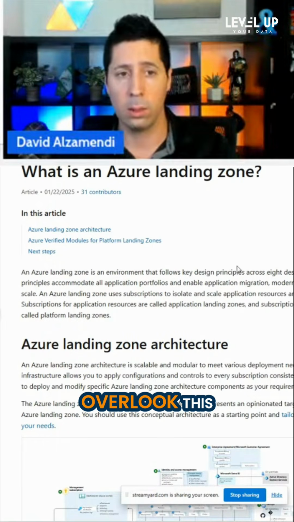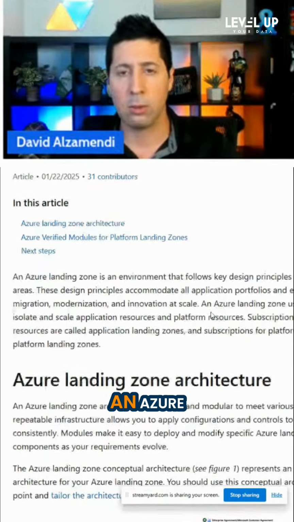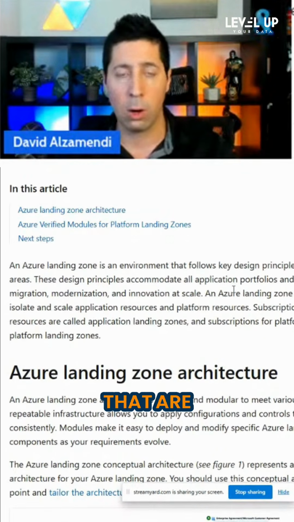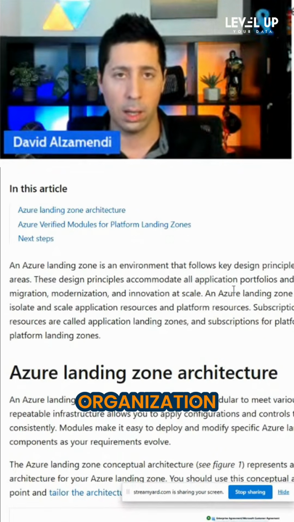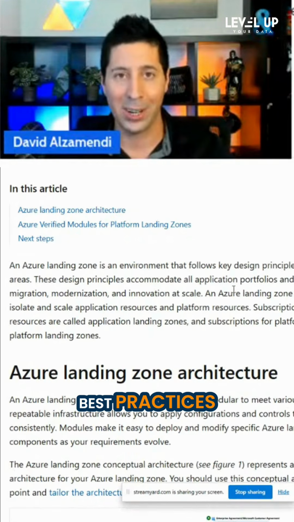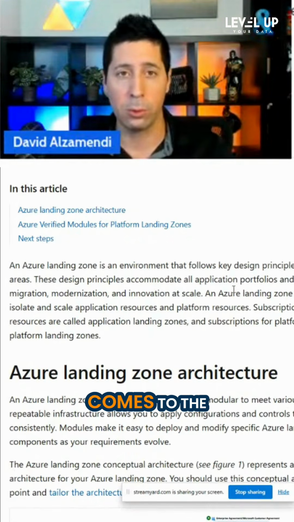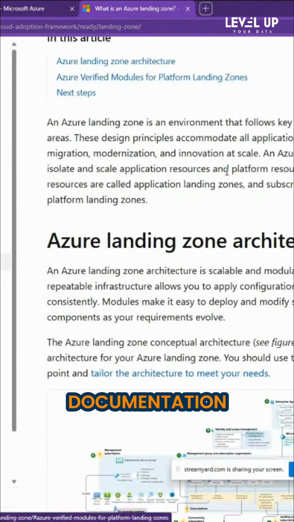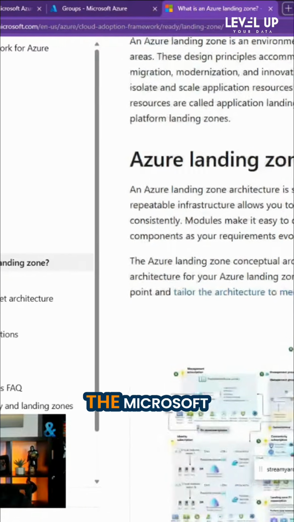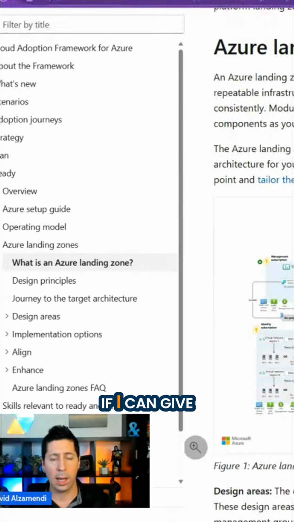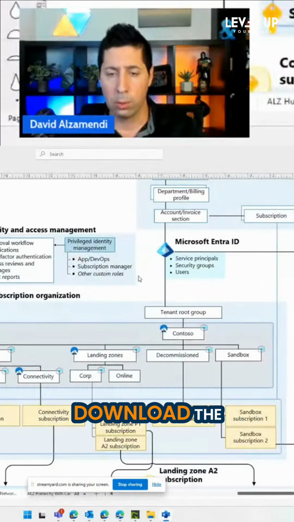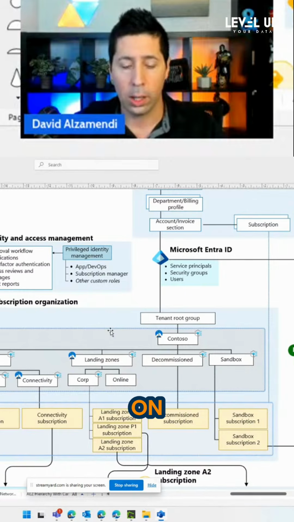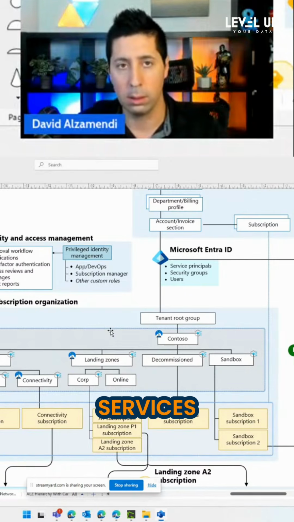Many organizations overlooked this area, but essentially an Azure landing zone is a logical grouping of objects that are going to allow you to scale your organization and to follow the best practices recommended by Microsoft when it comes to the cloud adoption framework. So as you can see, there is a lot of documentation about the Azure landing zones in the Microsoft documentation, but essentially, if I can give you an example, you can download this diagram, and it's going to allow you to have a good baseline on structuring and provisioning services within Azure.